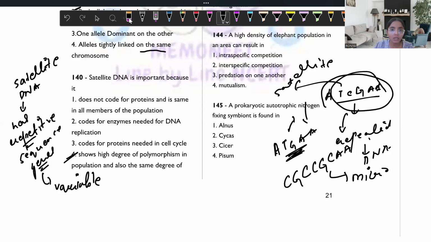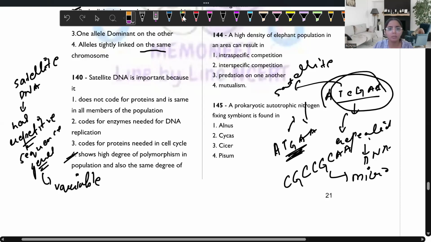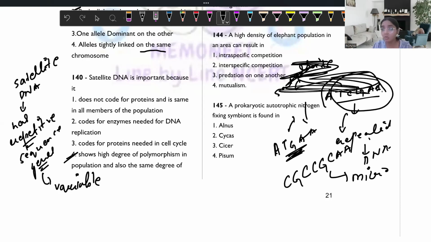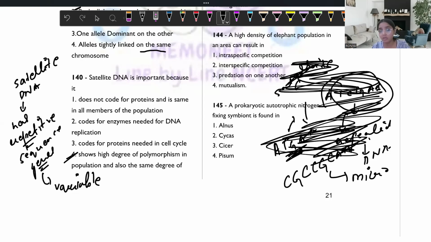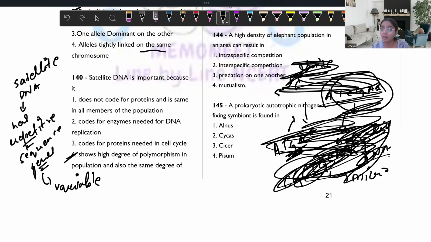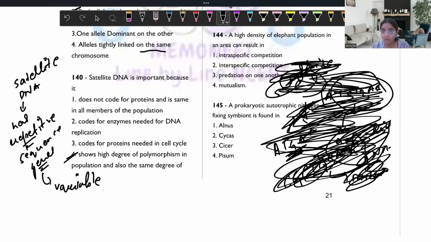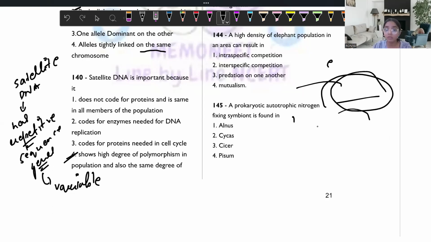Okay, so one benefit of satellite DNA is that the number of times it is repeated is variable in different individuals of different populations. Means every organism has a different number of repeats of satellite DNA. And this helps in identifying that organism. And it is used in DNA fingerprinting. Okay, so the importance of satellite DNA is that only.